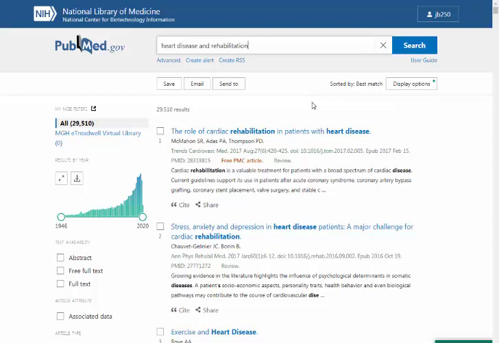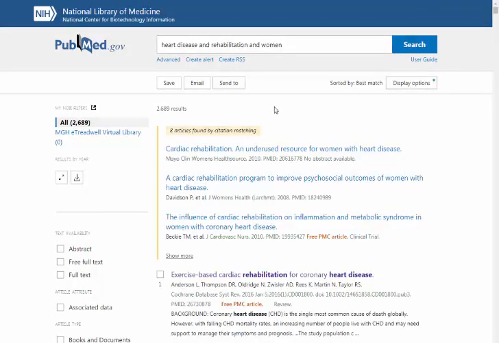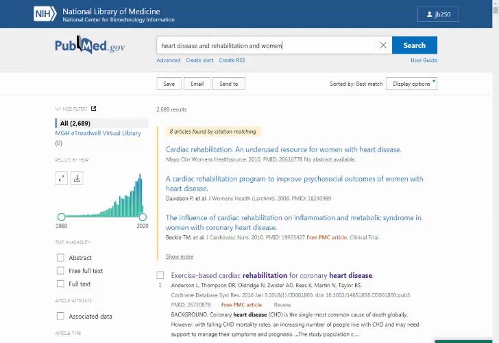Let's try it again by adding a population. Heart disease and rehabilitation and women. Another big reduction. We're getting somewhere. Let's go on to the second suggestion by trying to make our terms more specific. Consider rehabilitation. Perhaps we want to choose a more specific rehabilitation intervention. Let's substitute physical therapy for rehabilitation and see what happens.